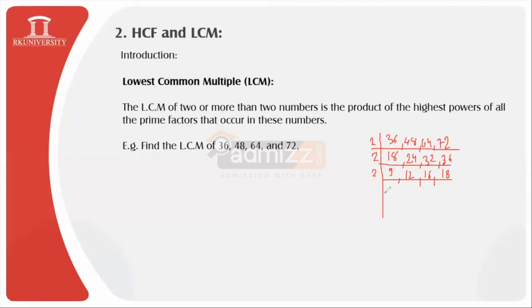Once again I will divide with 2: 2 into 6 is 12, 2 into 8 is 16, 2 into 9 is 18, and 9 remains as it is since it is not divisible by 2 exactly. Once again we have 2, 3, 4, and this 9 will remain as it is. Still we have one number which is divisible by 2, so I will write 2 over here and divide this number by 2, keeping the rest of the numbers as they are. Now once again by 2, so it comes 1 over here.